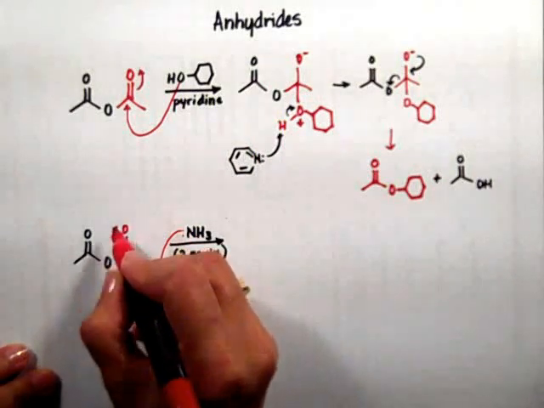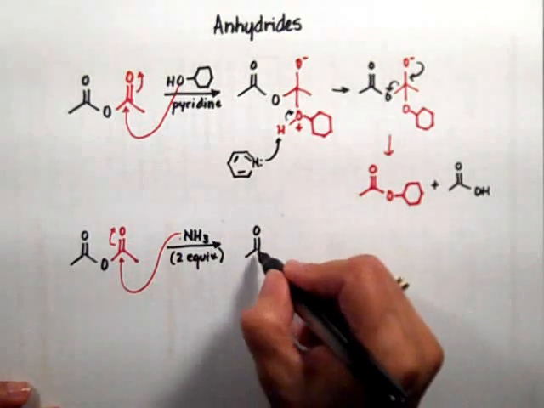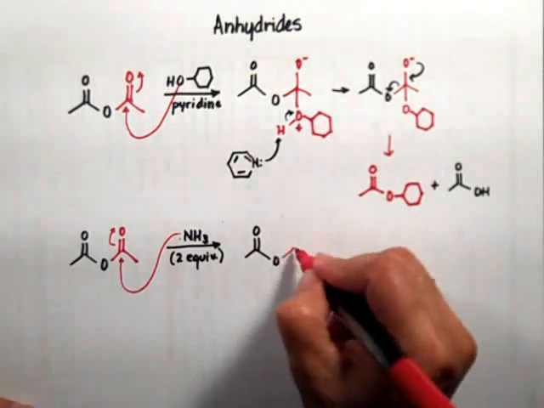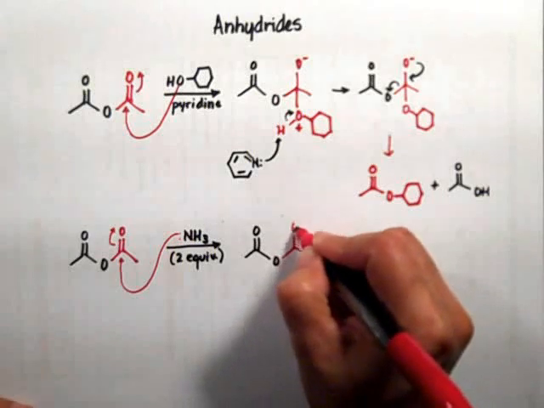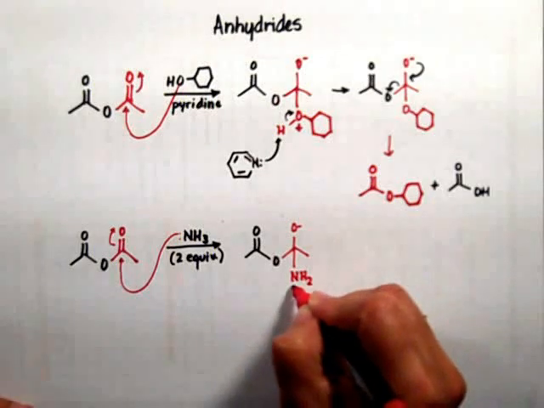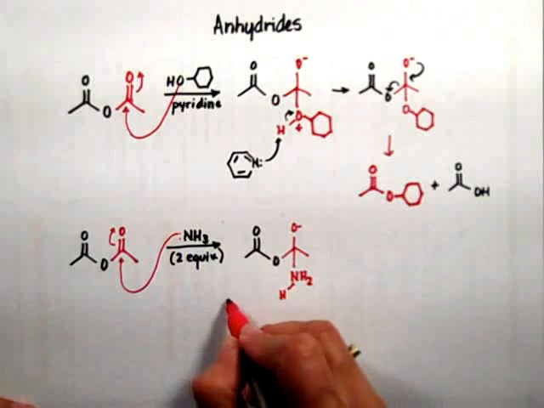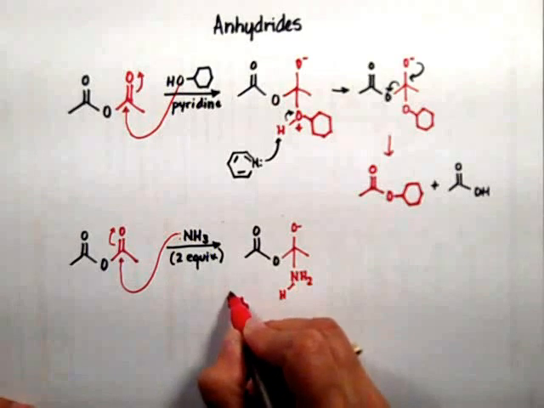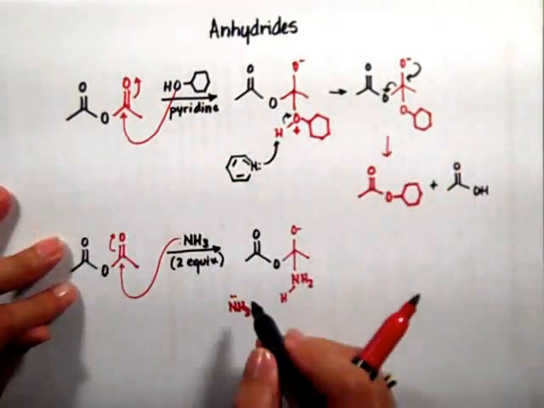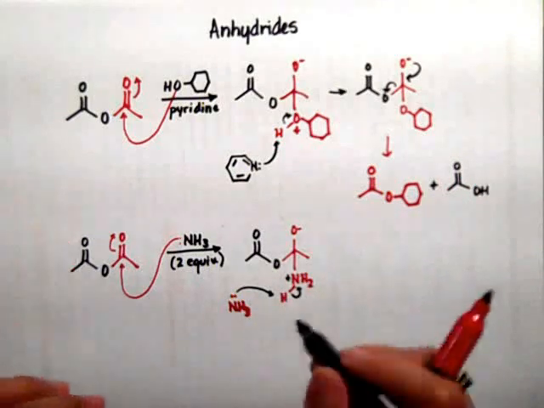We attack, we make a tetrahedral intermediate. I'm going to go ahead and put the positively charged nitrogen. All right, it came with 3 hydrogens, so I'm going to put 2 over here and I'm going to stretch 1 out, because that's why we need the 2 equivalents. The extra equivalent of ammonia is going to come over here and it's going to deprotonate our intermediate so that we get rid of the positive sign.